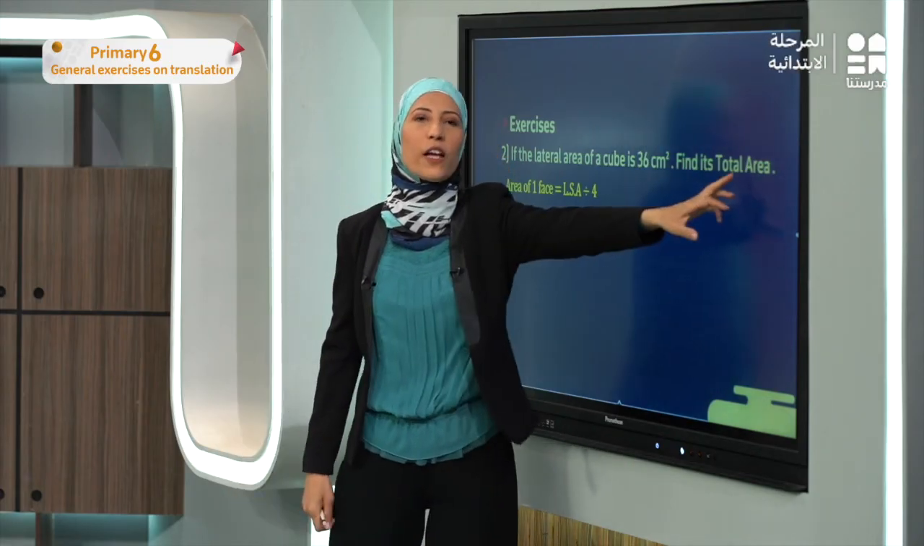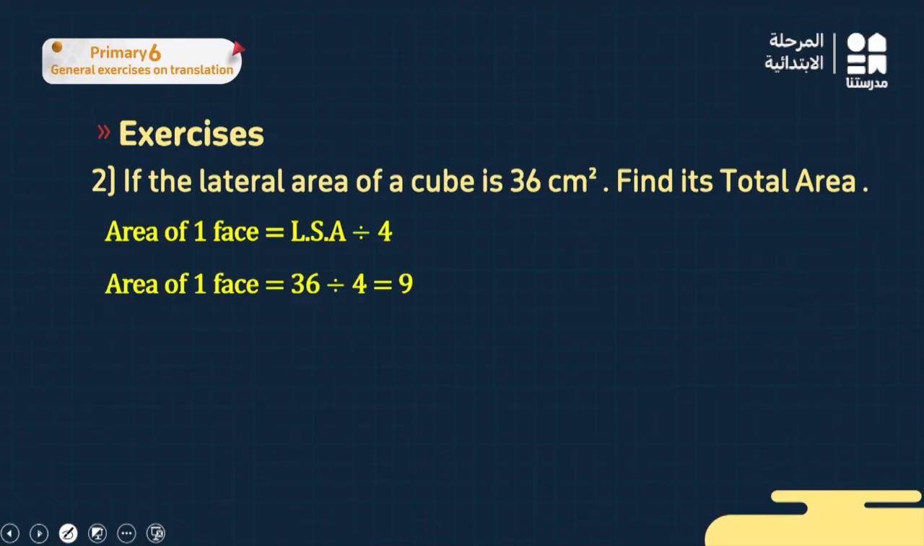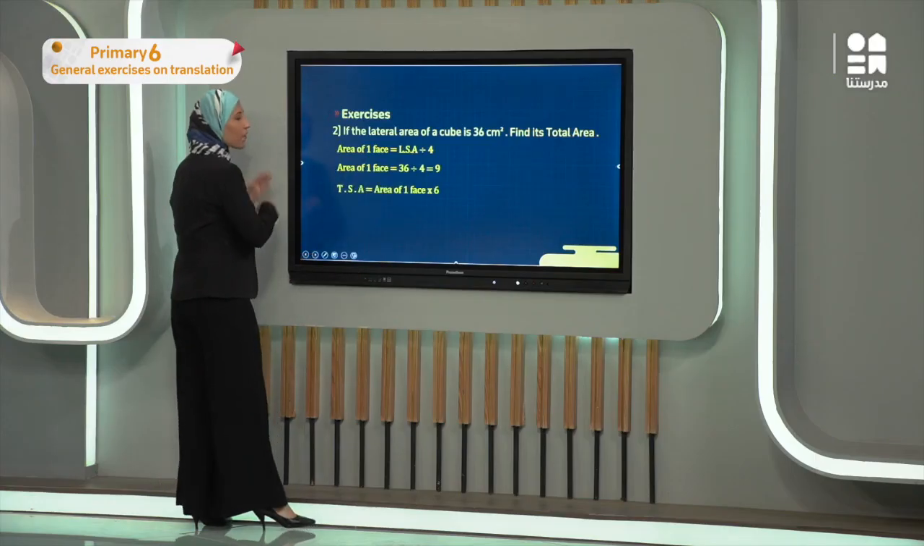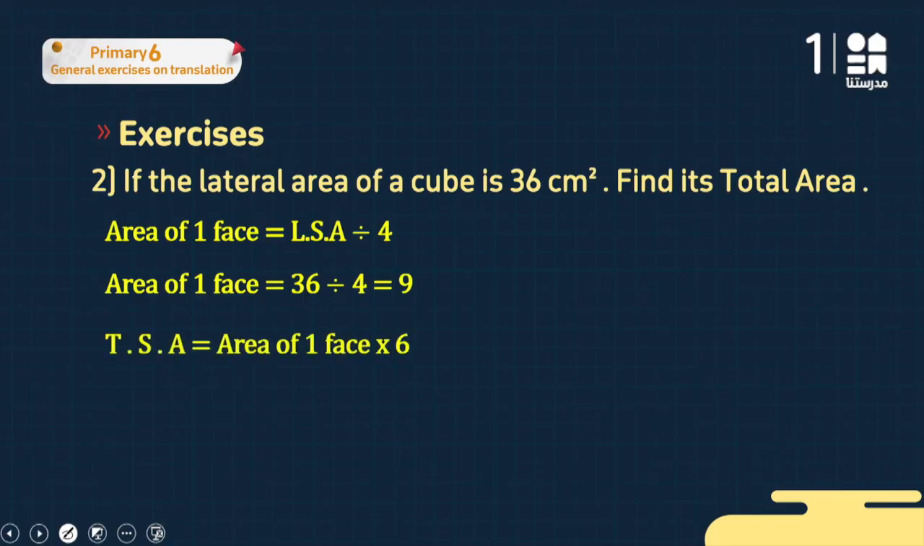Now he wants me to find the total area. The total area will be the area of one face times 6 faces, because I have 6 faces in my cube. So I will make 9 times 6, so it will be 54 centimeter square.